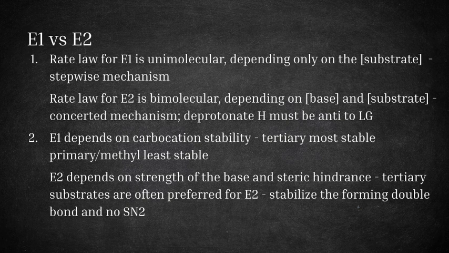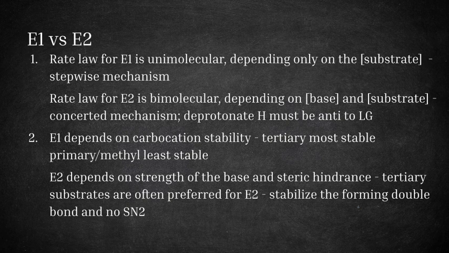The stability of the carbocation plays a crucial role in E1 reactions. More substituted substrates form more stable carbocations, making them more likely to undergo E1. Tertiary substrates are highly favored, while primary substrates are much less favorable due to the instability of primary carbocations.